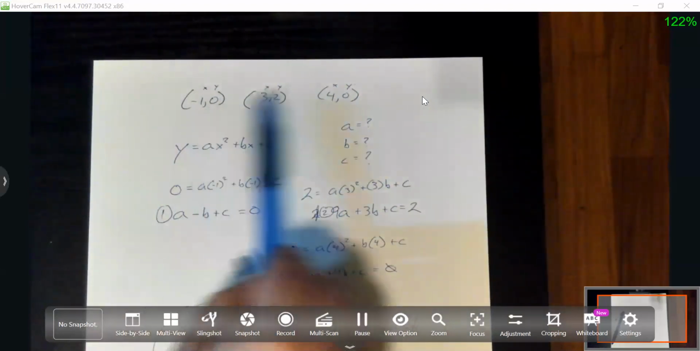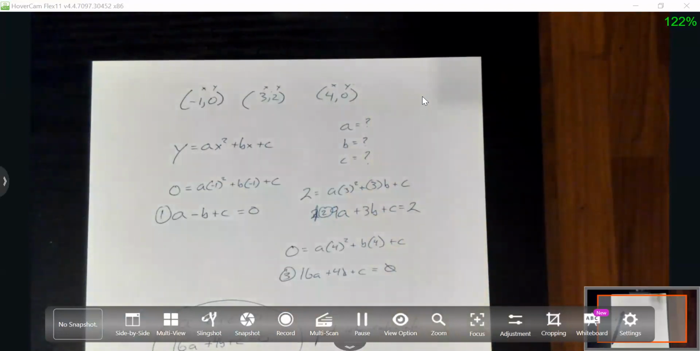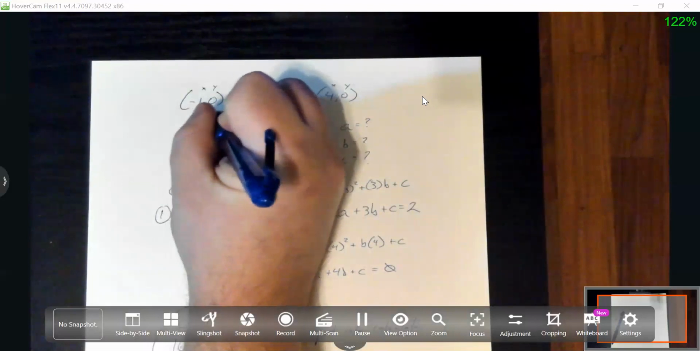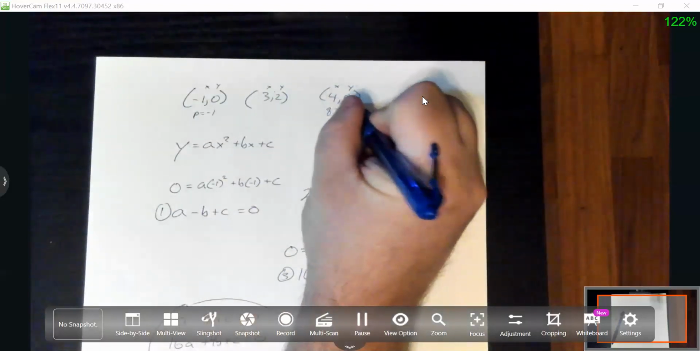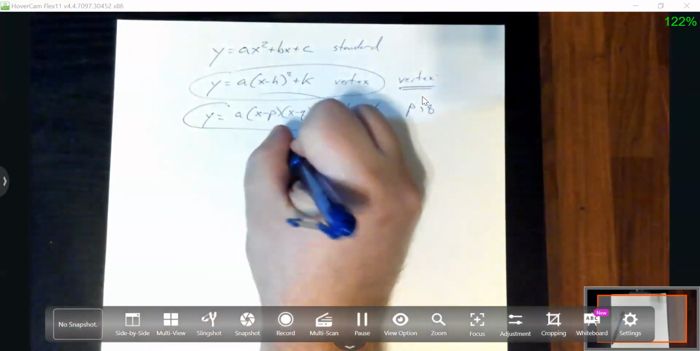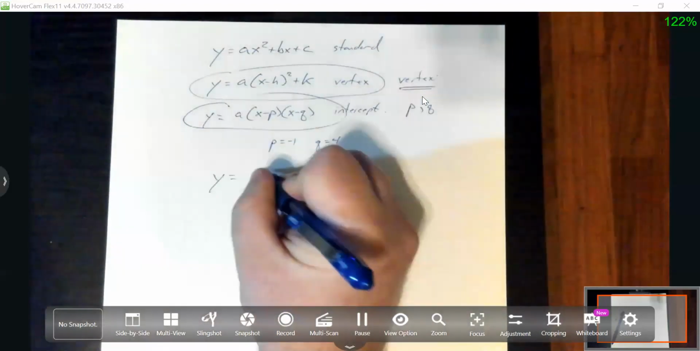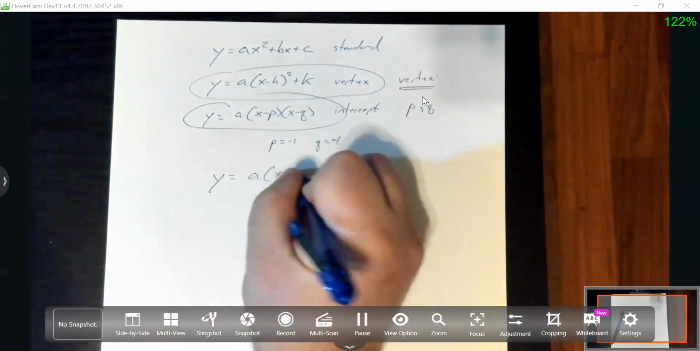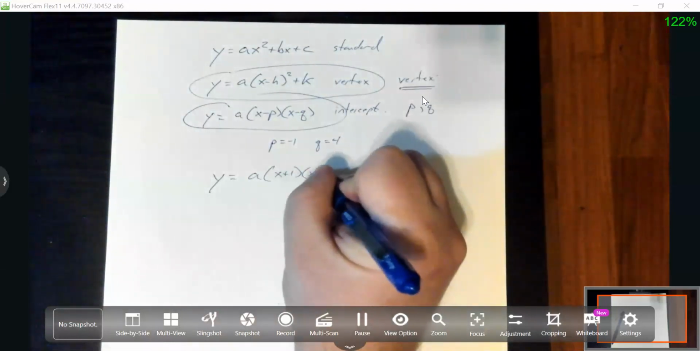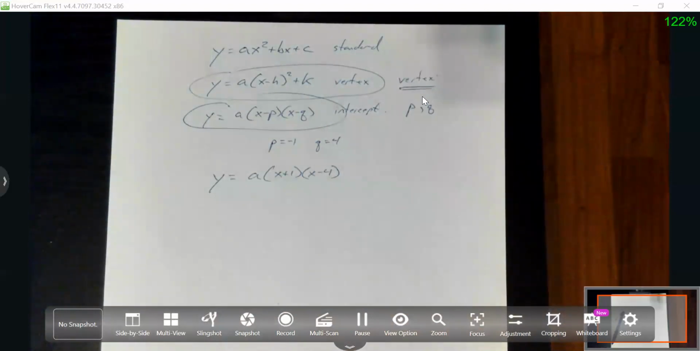However, -1, 0 and 4, 0 are the intercepts. That's where it's touching the x-axis. So effectively, I have p is -1 and q is 4. So we can come back over to this form. I know p is -1, I know q is 4, and we can plug it in. It gives me y equals a times (x plus 1) times (x minus 4). That's a lot easier to work with. I know those 2 points are true.